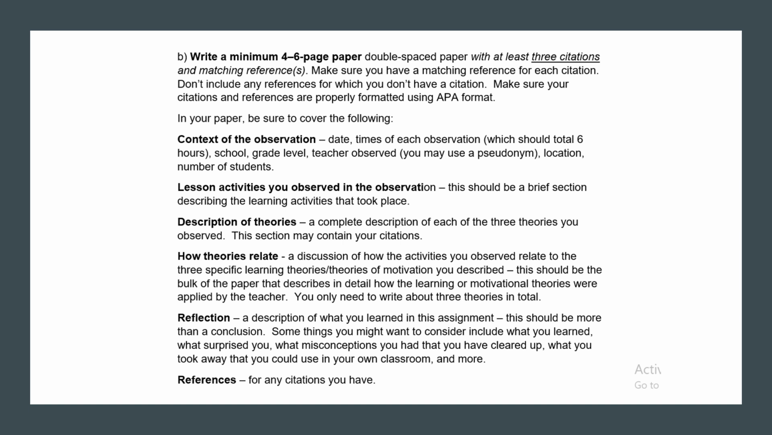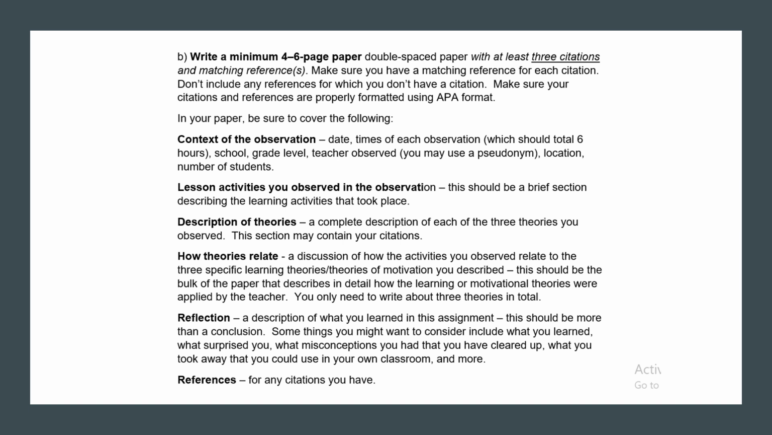In your paper, you want to have the following sections, and I actually encourage students to use the words that are bolded as headings to make it clearer for the reader. Let's go through what each of the sections are. Context of the observation. You're going to describe the dates, times that you observed, the school, the grade level, the teachers, and the location, the number of students.